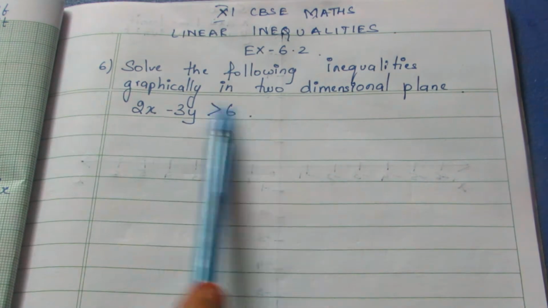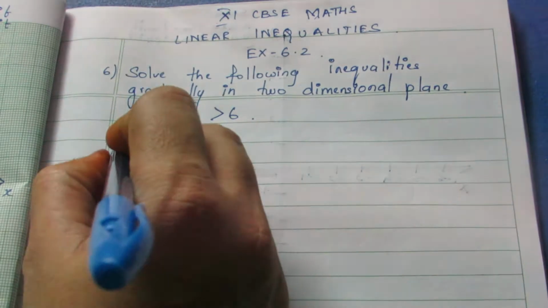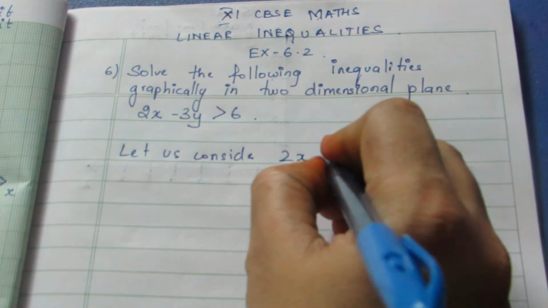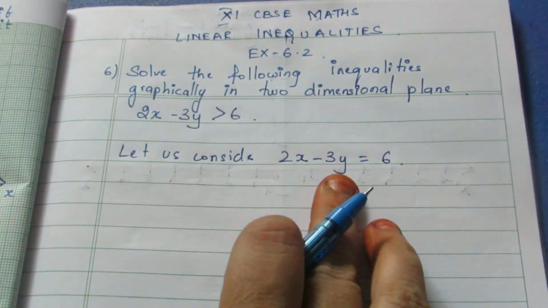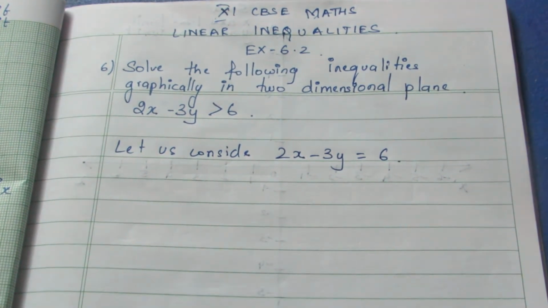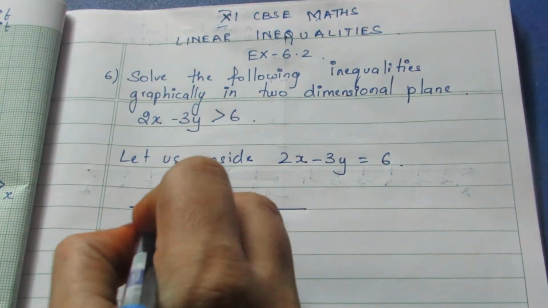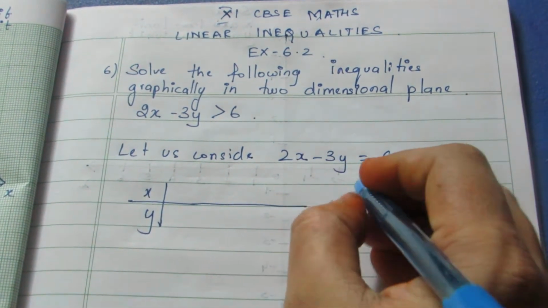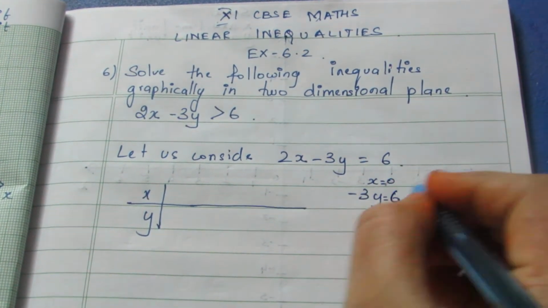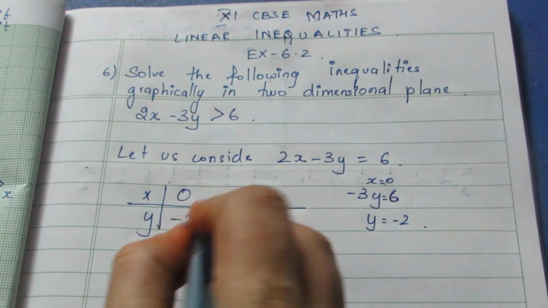We don't know how to solve inequalities directly, but we know how to do it when it is equal to. So let us consider the given graph, that is 2x minus 3y is equal to 6. I am taking this to be equal. Now you can substitute any value of x or y to find the other variable's value. So I am substituting x to be 0. If x is 0, then minus 3y is equal to 6, then y will be equal to minus 2.